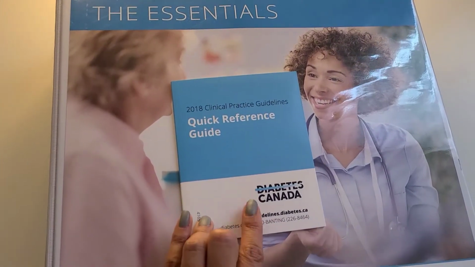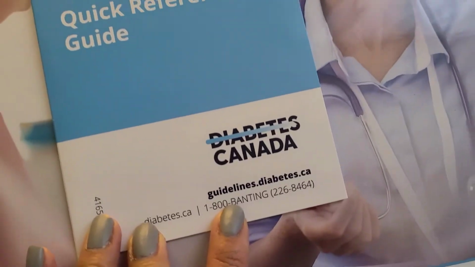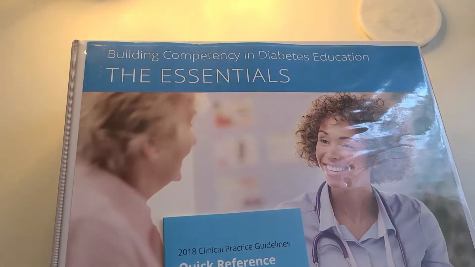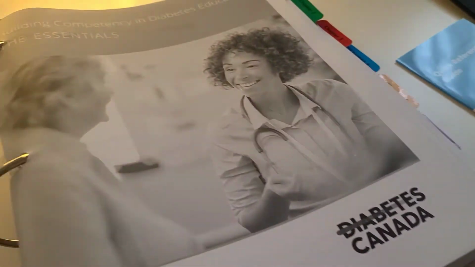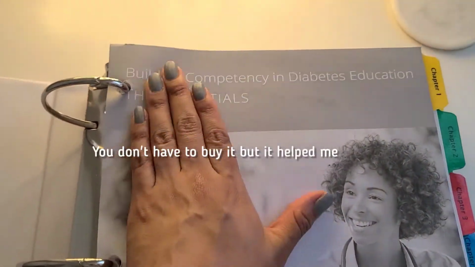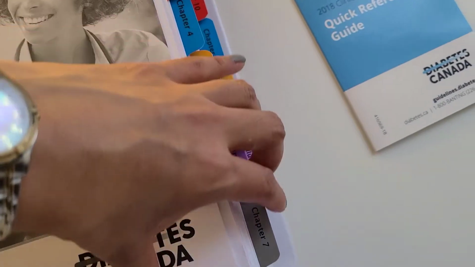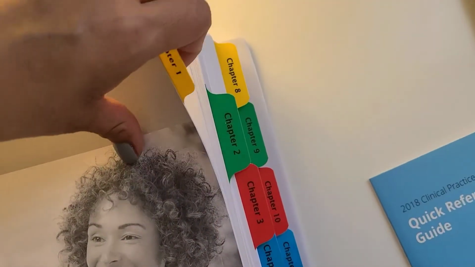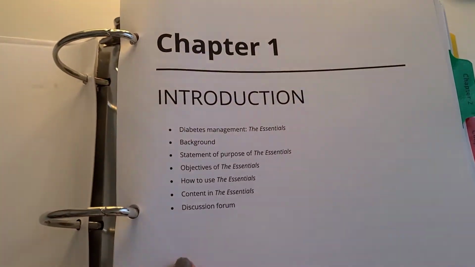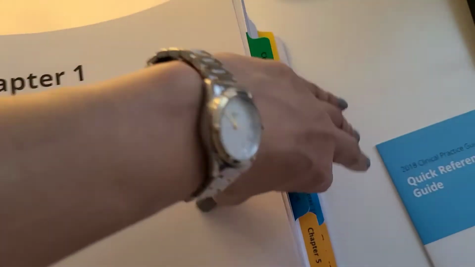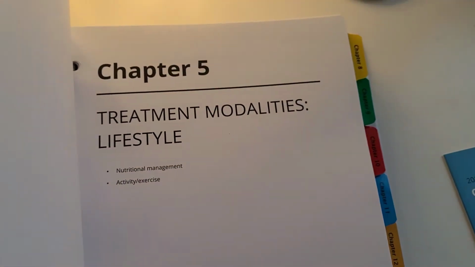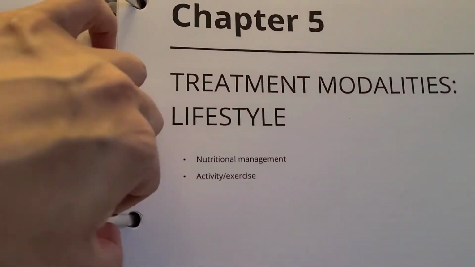On the Diabetes Canada website, this is the website, you can also buy these tools that will help you study for the exam. Now this is my fat binder. This was an expensive book. I think it was around $300, but it's basically broken down into all the chapters. And at the end of each chapter, so let's take a look at this one. This one is the introduction. Maybe we'll look at something else. Changes across the lifespan, maybe treatment, modalities, lifestyle. So this is another one, nutrition management and activity and exercise.